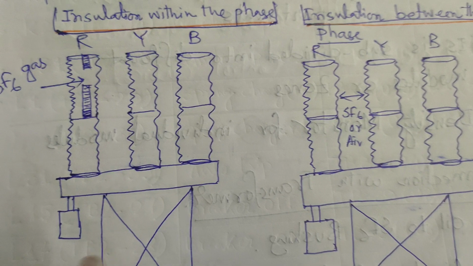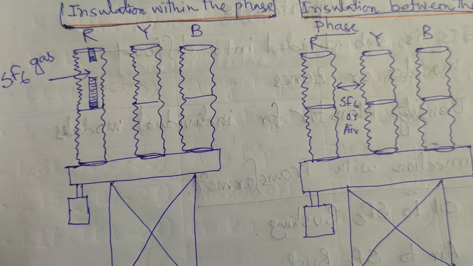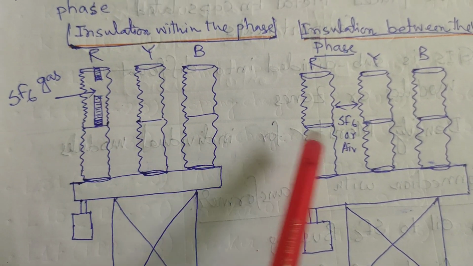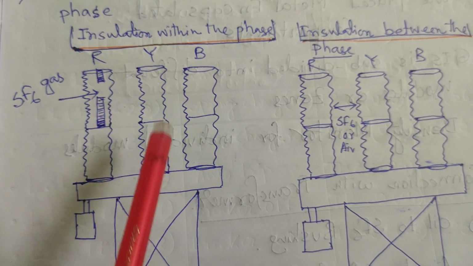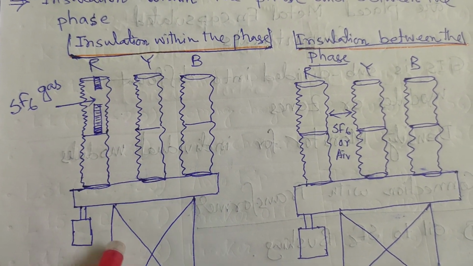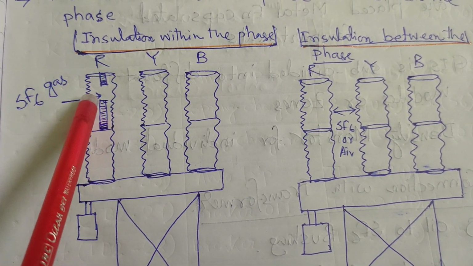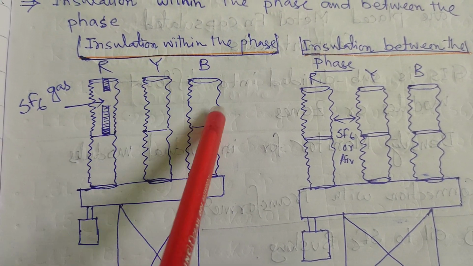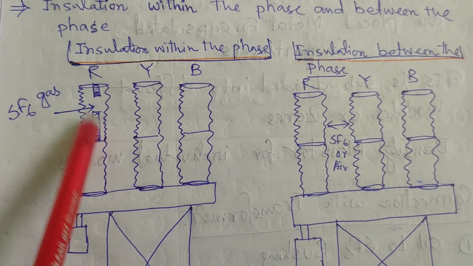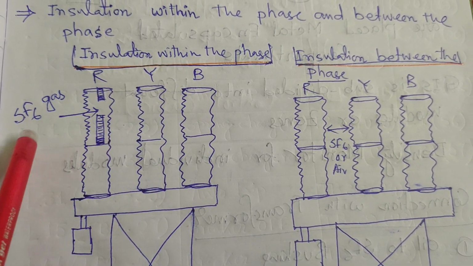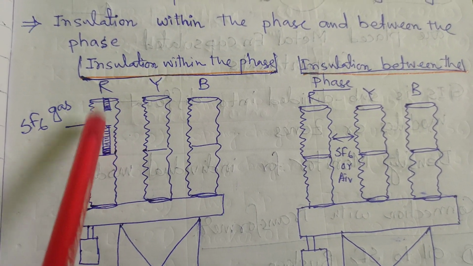Suppose, as an example and for easy understanding, I have drawn a circuit breaker. It is a three phase circuit breaker; the three poles are present here. It is a 145 or 132 kV circuit breaker. Inside it the SF6 gas is present. Inside the three pole interrupters, the SF6 gas is present. So it is the phase insulation, and we are using SF6 gas as the arc quenching medium.